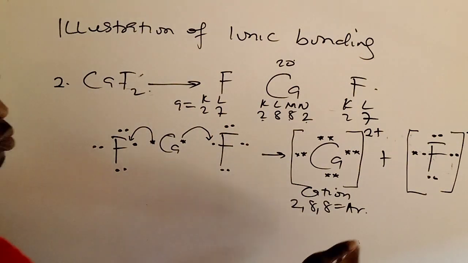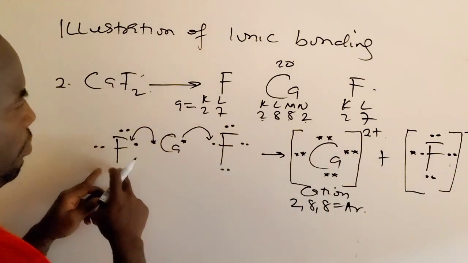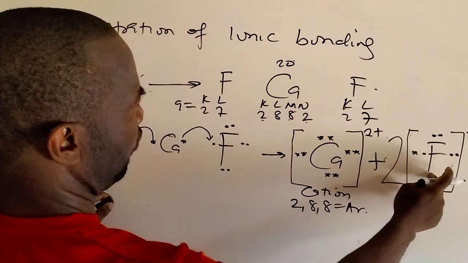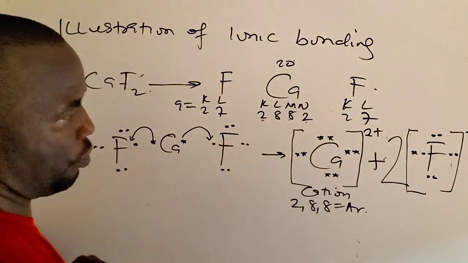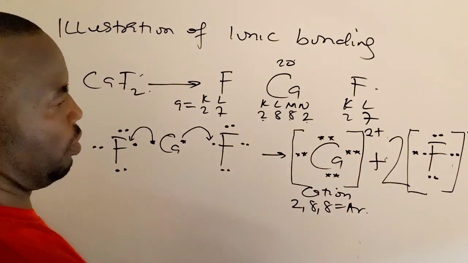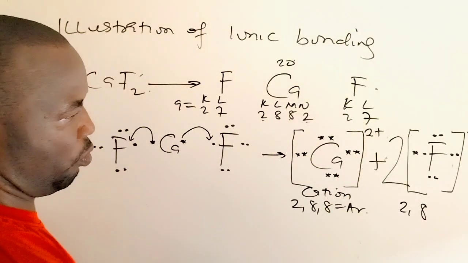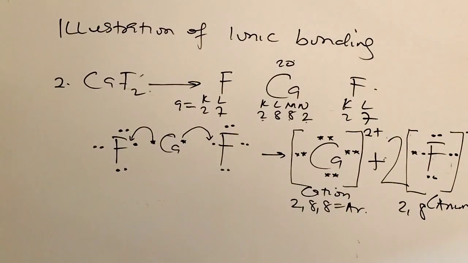You can still draw another 1 by the side here, or if you are drawing only 1, since the 2 are the same, you just put 2 in front to show there are 2 fluoride ions, from fluorine atoms that form fluoride ions, so you are not repeating this again. So the EC becomes 2, 8 for each of them after accepting 1. So this is now an anion. So you see an illustration of ionic bonding.